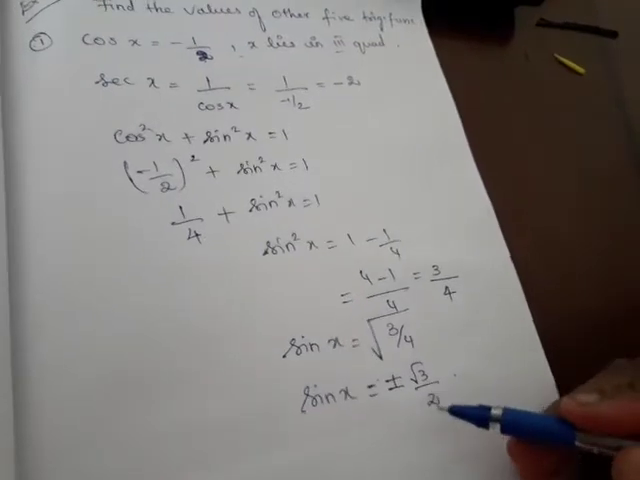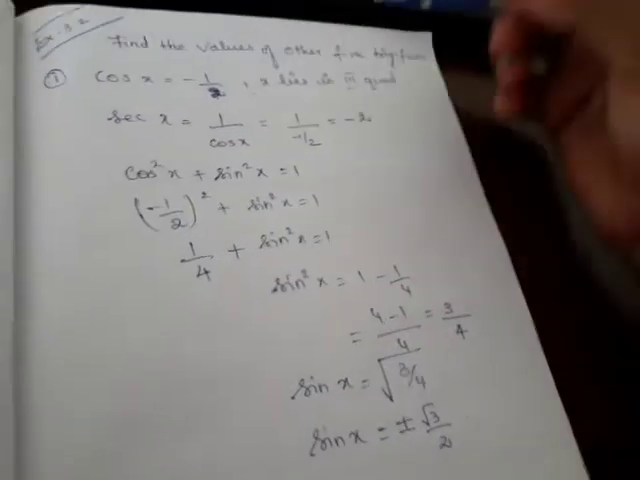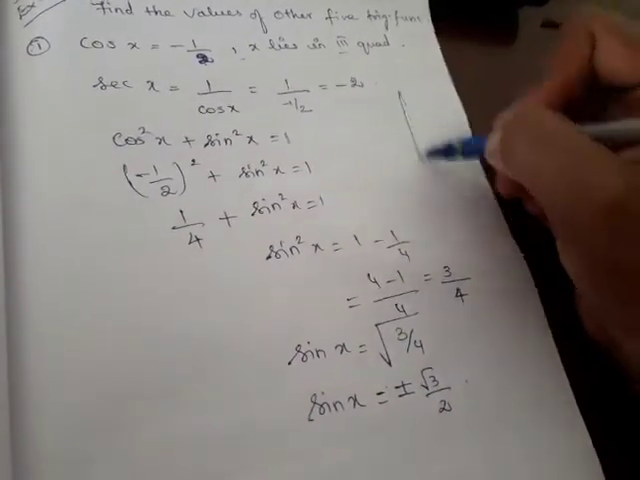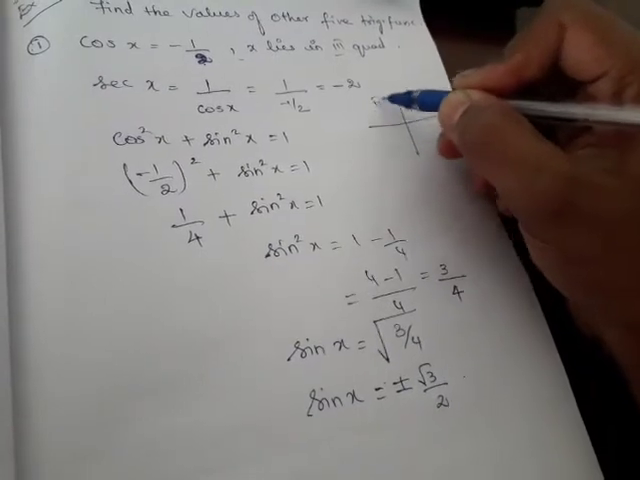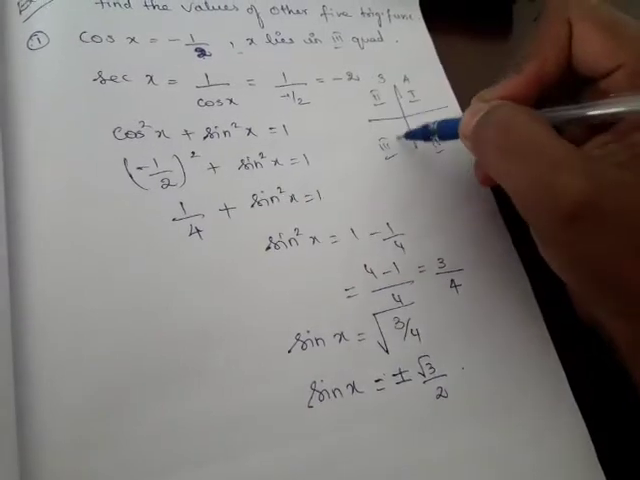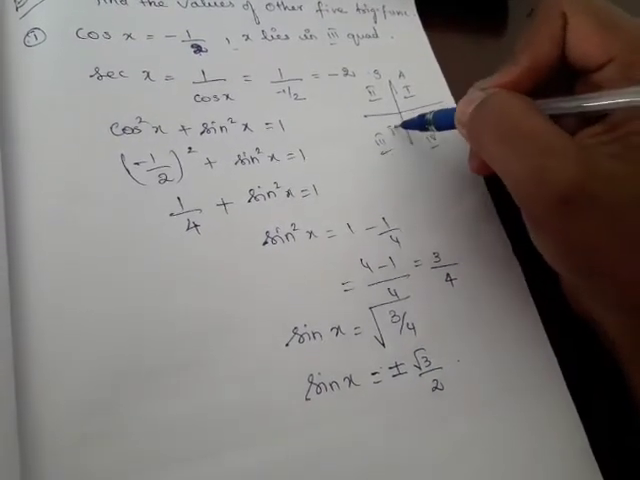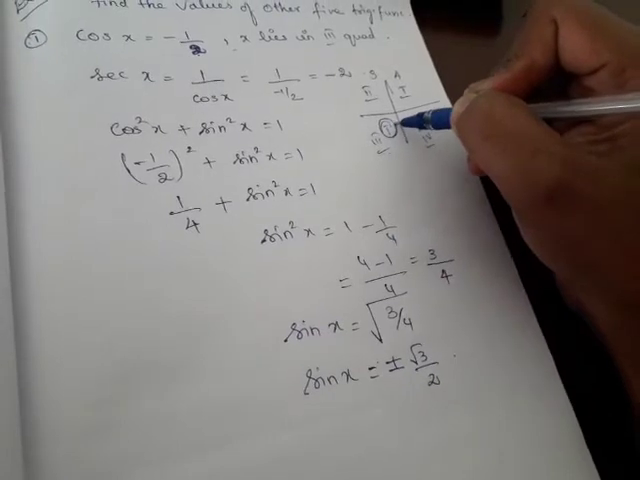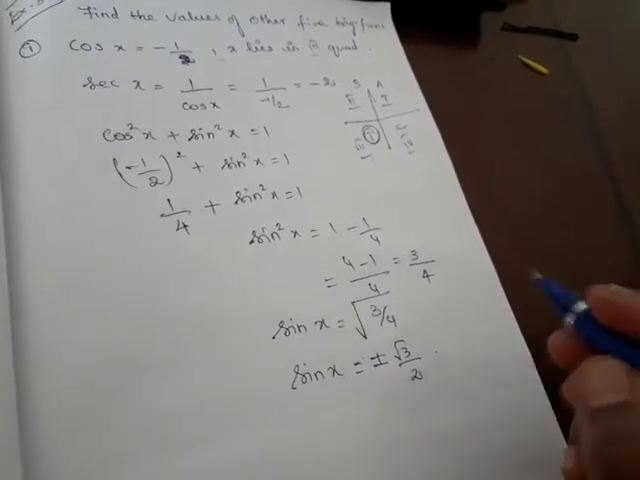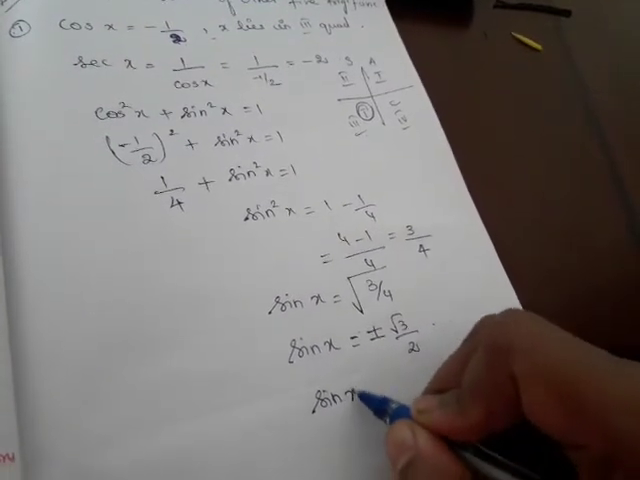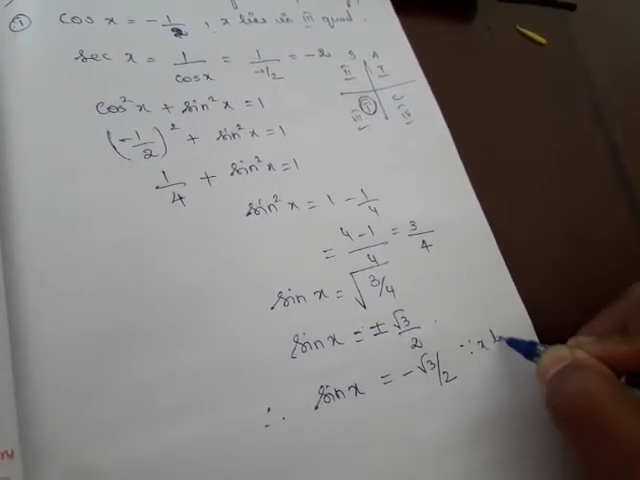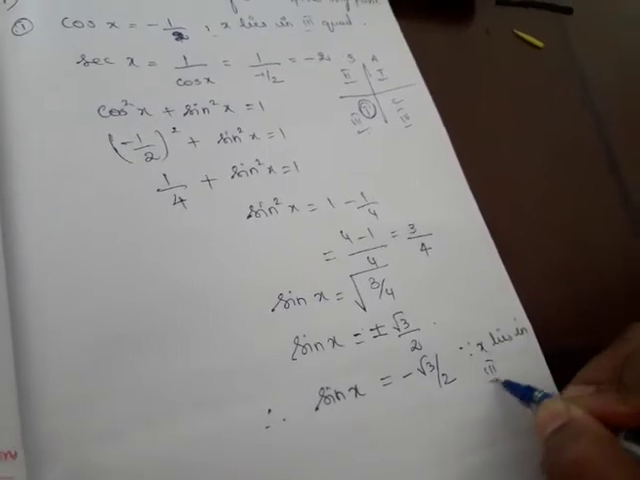Now we have to assign the sign of sin x. For that, they have given you in the question that x lies in the third quadrant. Which is your third quadrant? 1, 2, this is your third quadrant. And I told you, all silver tea cups. So in the third quadrant only tan and its reciprocal are positive. All the other trigonometric ratios are negative. Therefore sin should be negative in the third quadrant. Therefore sin x is equal to minus root 3 by 2, since x lies in the third quadrant.